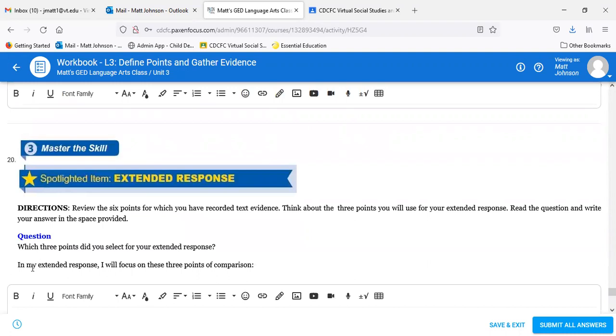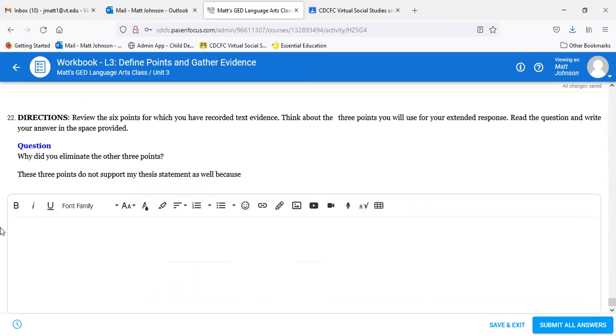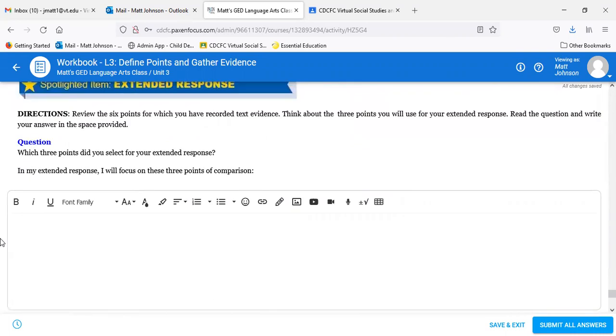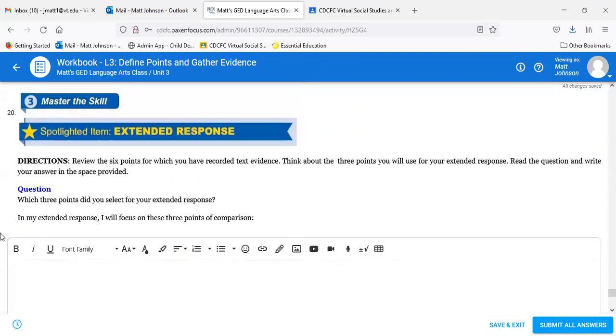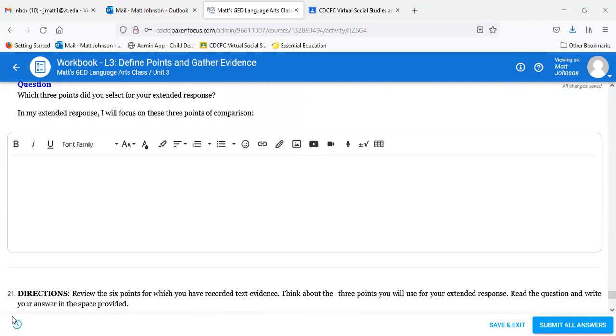Review the 6 points for which you have recorded text evidence. Think about the 3 points you will use for your extended response. Read the question and write your answer in the space provided. So we're sort of building out what we've looked at, thinking about 3 points here. Is this the last one? Okay, whoa, we've got a couple more to do. Which 3 points did you select for your extended response? And then we'll write, in my extended response, I will focus on these 3 points of comparison. Let me look ahead.